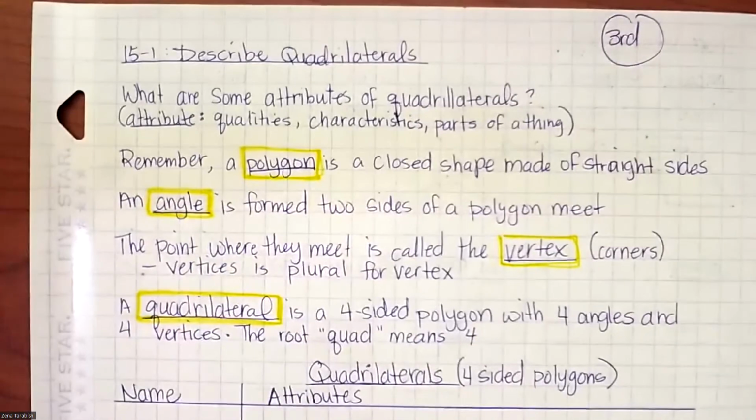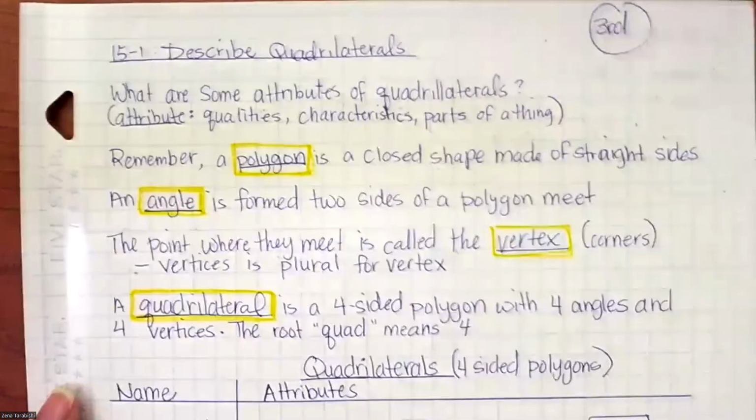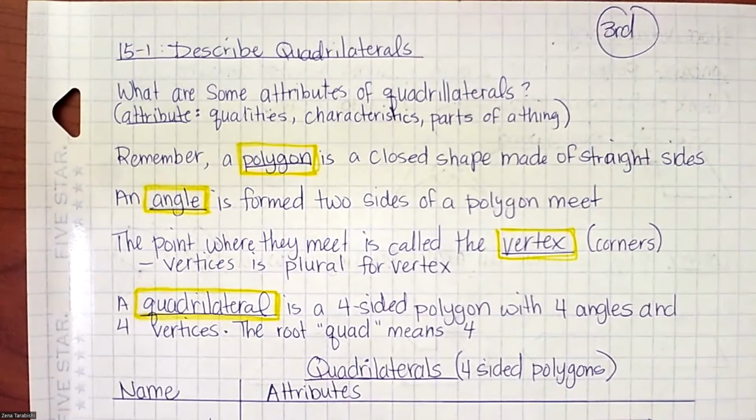Now, we're on lesson 15-1. What are some attributes of quadrilaterals? Remember, an attribute is a quality or a characteristic or a part of a thing, something that describes that thing. Remember, a polygon is a closed shape that's made of straight sides. So all the sides have to be straight, and they all have to meet at different corners, or vertexes, or vertices.